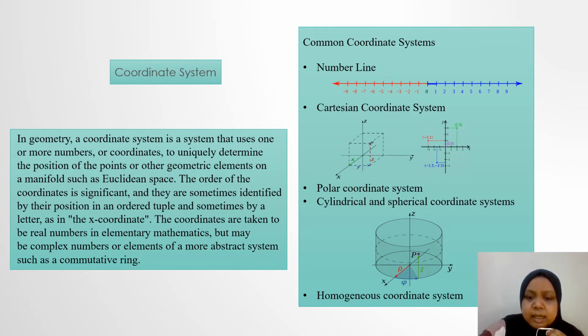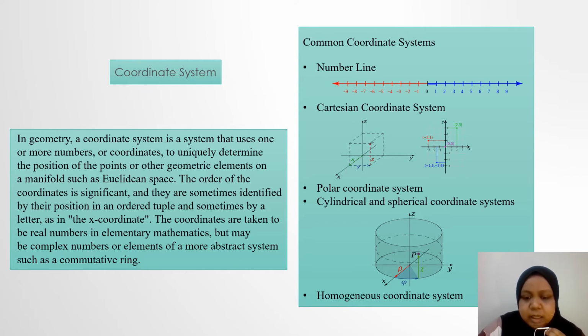Next is the Cartesian coordinate system. The prototypical example of a coordinate system is the Cartesian coordinate system. In the plane, two perpendicular lines are chosen, and the coordinates of a point are taken to be the signed distances to the lines. In 3D, three mutually orthogonal planes are chosen and the three coordinates of a point are assigned as the distance to each of the planes.